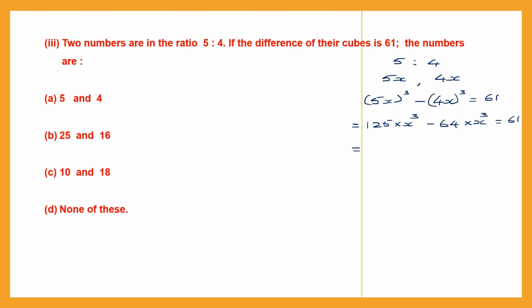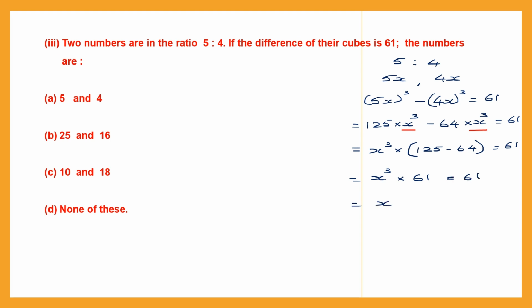So again here, as you can see, x cube is common to both. So I'm going to take that out separately. x cube into, and inside I'm going to put these two numbers, 125 minus 64. So 125 minus 64. Now this is equal to 61. So now x cube into 125 minus 64, which is 61. So this, when you multiply, you're supposed to get 61.